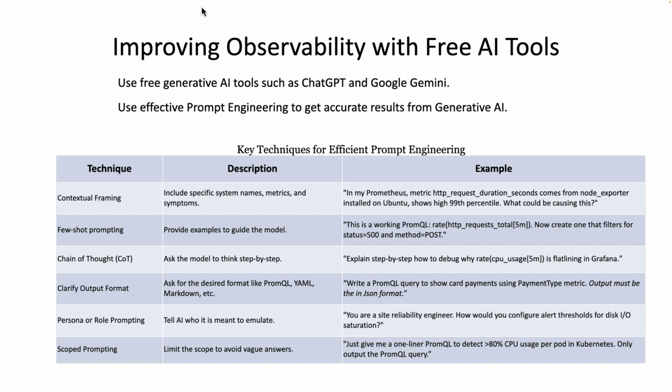The next technique is persona or role prompting. Tell AI who it is meant to be. For example, you can say, you are a site reliability engineer. How would you configure alert thresholds for disk I/O saturation?